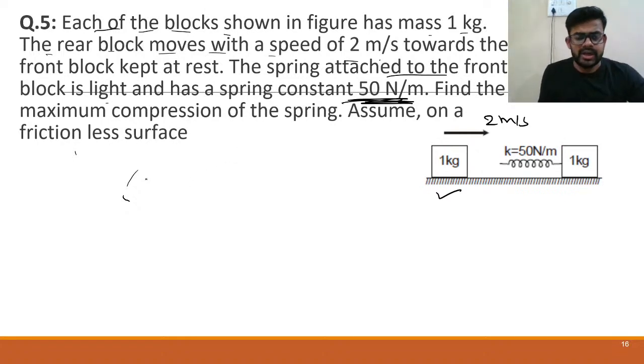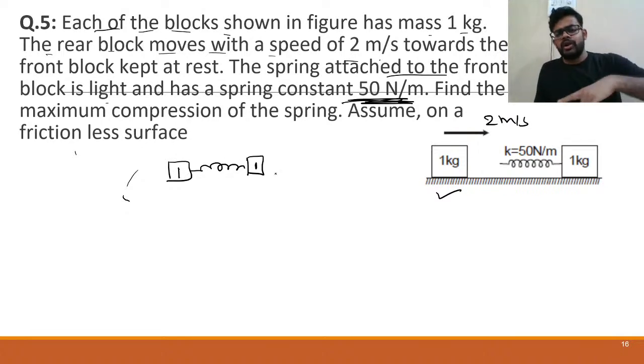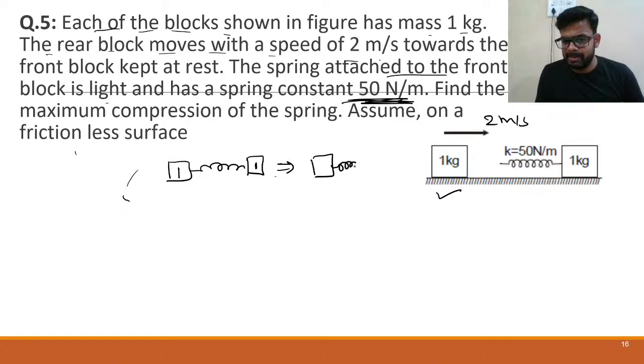So how will you do it? Simply speaking, listen my dear friends, this block is coming and it will compress the spring. As it compresses, the spring will push the second block also. So what will happen? The second block will also start moving. So both will move, and at a particular instant when the compression is maximum, both the blocks will move with the same velocity v.